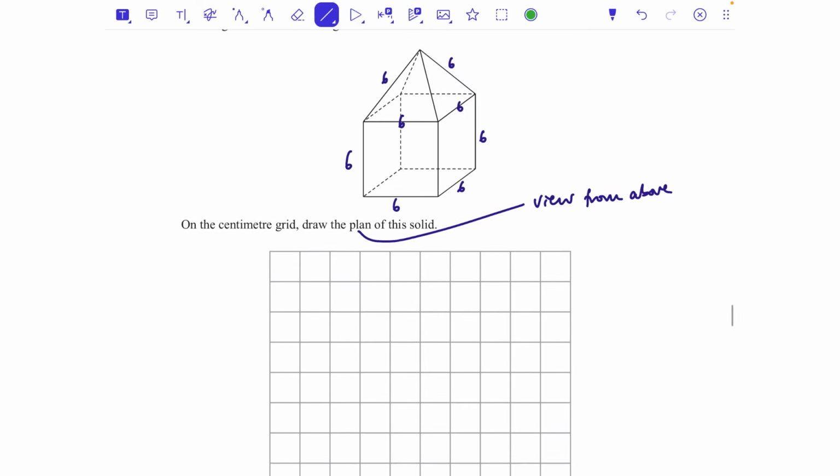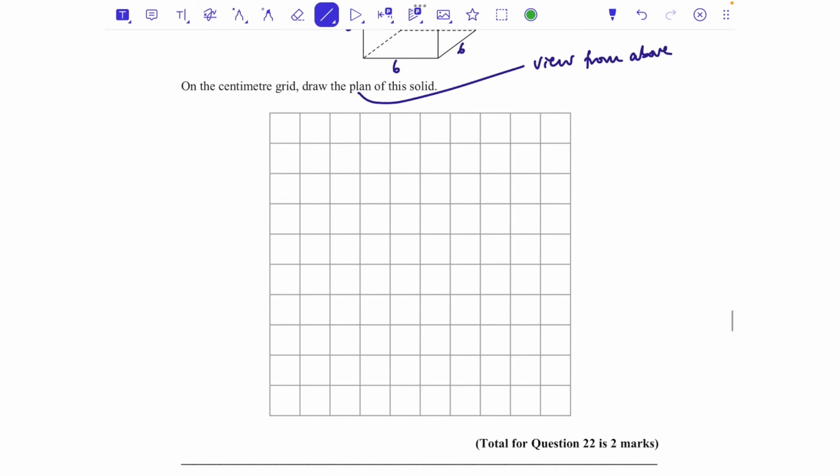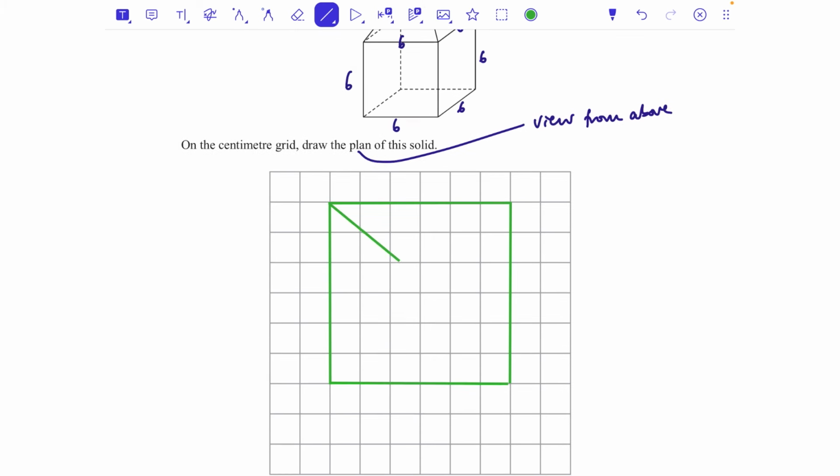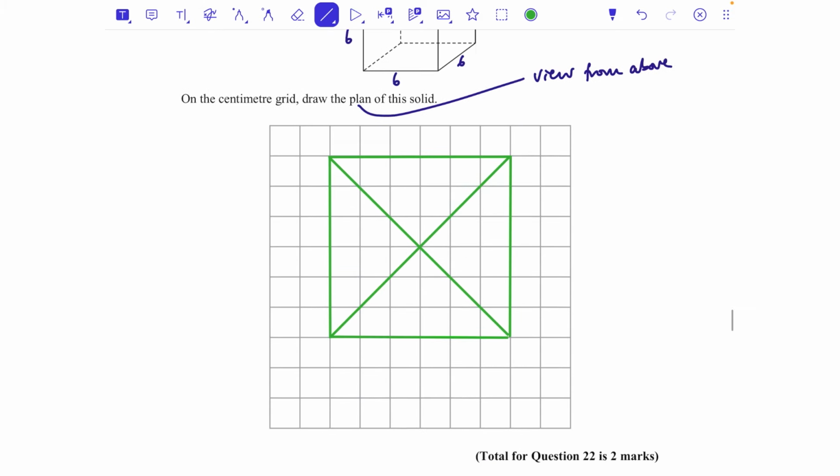Well, it would look 6 wide and 6 going back. So let's start by drawing that. 1, 2, 3, 4, 5, 6 in that direction, and 1, 2, 3, 4, 5, 6 going down. So it's going to look like a square from above, but you are going to see the roof part, though it's not going to have any depth, but you would see the lines. You wouldn't necessarily see the point coming towards you. From above you would just see lines that look a bit like a roof of a house. So that would be my plan.